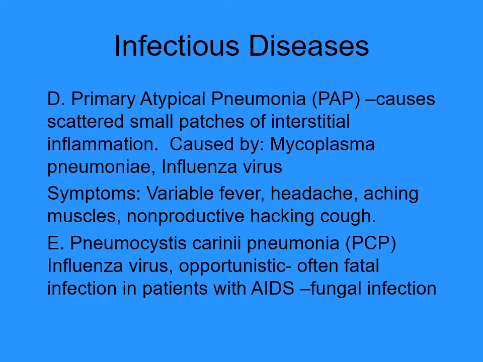Primary atypical pneumonia, PAP, causes scattered small patches of interstitial inflammation and is caused by Mycoplasma pneumoniae or an influenza virus. Symptoms: variable fever, headache, aching muscles, non-productive, hacking cough. Pneumocystis carinii pneumonia, PCP, is an opportunistic, often fatal infection in patients with AIDS. It's a fungal infection.